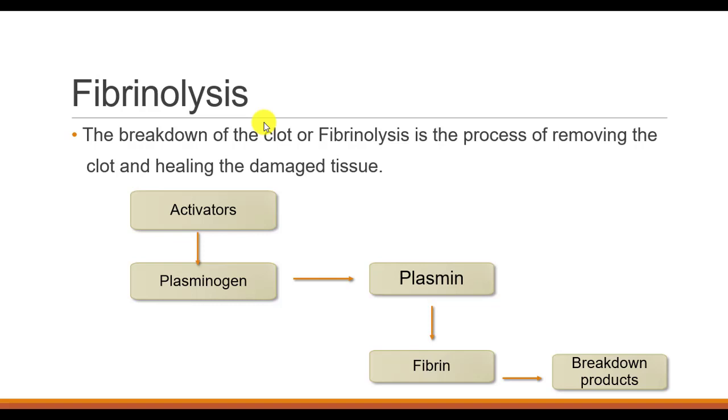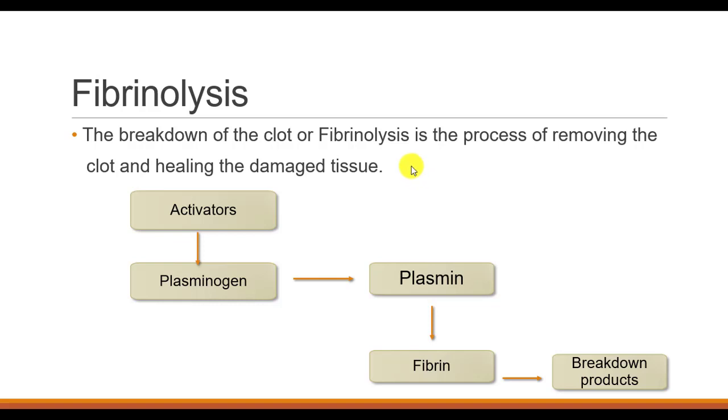So after the blood clot is formed, the blood vessel heals, and eventually this clot is not needed anymore. So in this process, the fibrinolysis is basically the disintegration of fibrin, and fibrinolysis means that it is a disintegration process of the fibrin, or the breakdown of the clot basically. So the breakdown of the clot is the process of removing the clot and healing the damaged tissue. So a clot is basically formed to protect further damage to the blood vessel and to protect blood from escaping out of the blood vessels and to prevent blood loss.